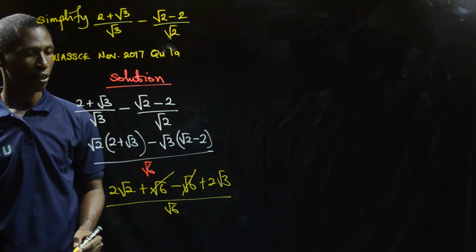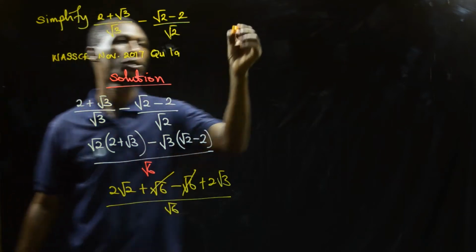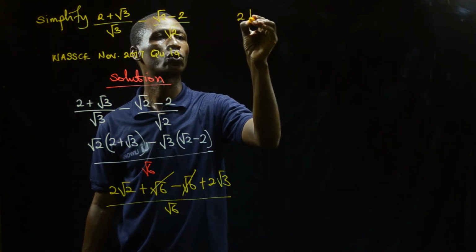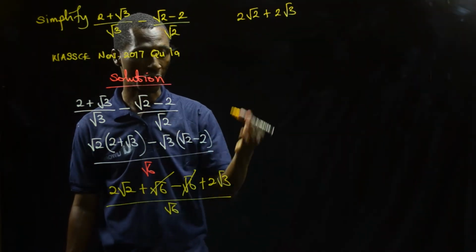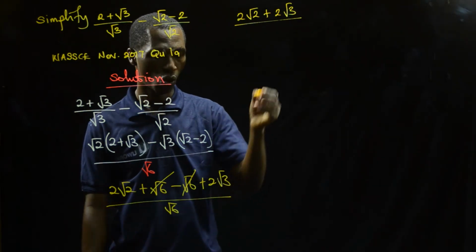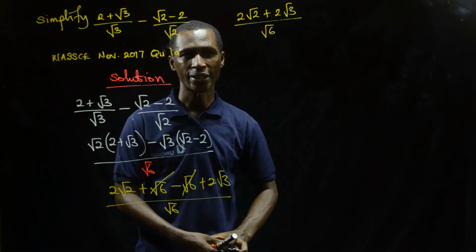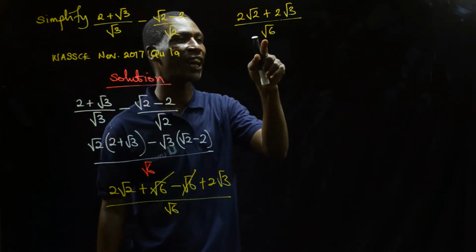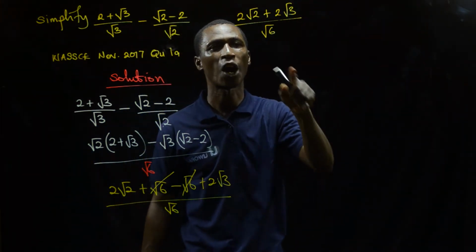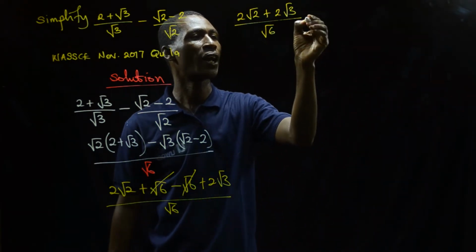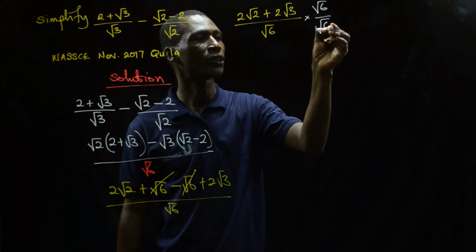So what are we left with? We are left with 2 root 2 plus 2 root 3. We could have factorized, but it's not finished. We have a denominator of root 6. So at this point, we rationalize. The denominator is just a single surd. So we have to multiply through the top and bottom by the value of the denominator. So we multiply here by root 6, and here too by root 6.